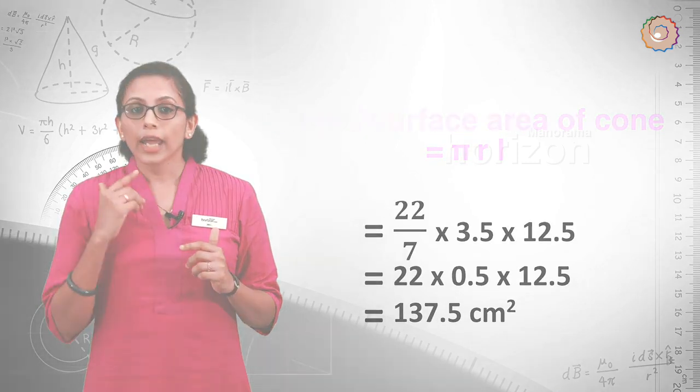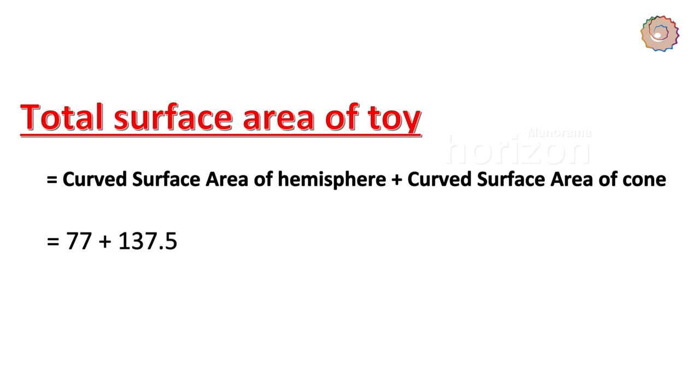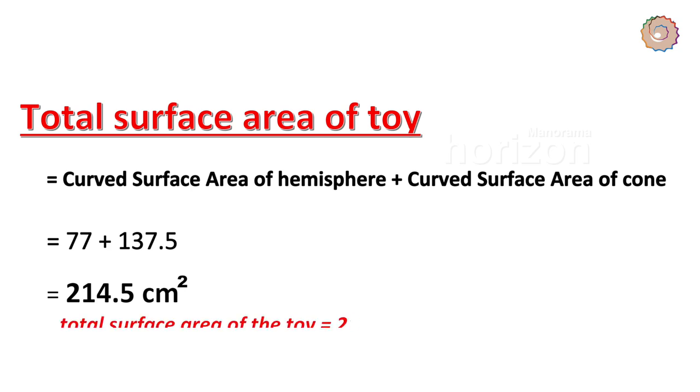So now we are able to find the total surface area of the toy, which is equal to the curved surface area of the hemisphere plus the curved surface area of the cone. Substituting the values, 77 plus 137.5, which is 214.5 cm square. Hence, the total surface area of the toy we have calculated, and we got it as 214.5 cm square.